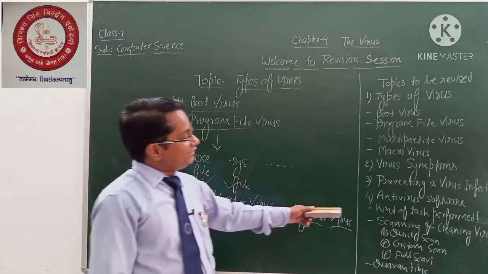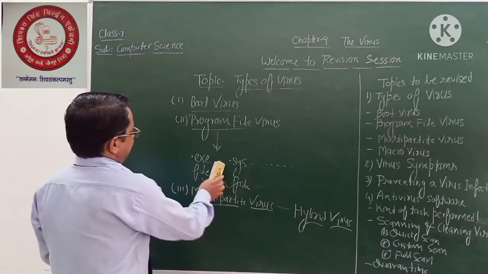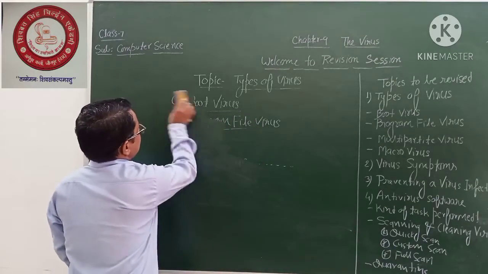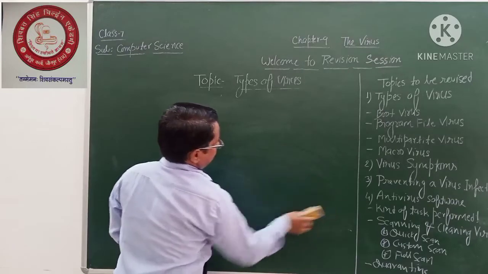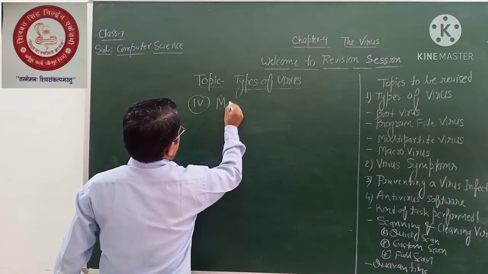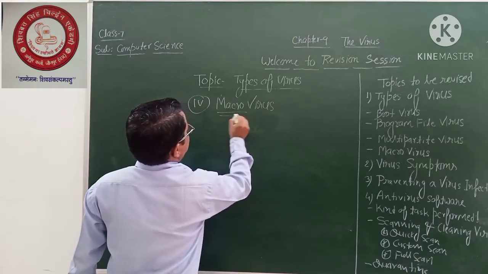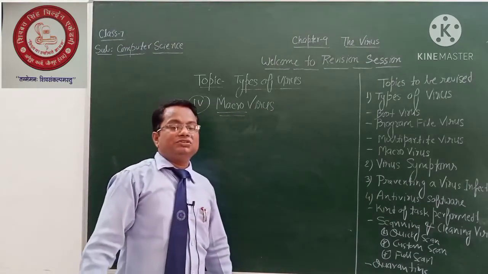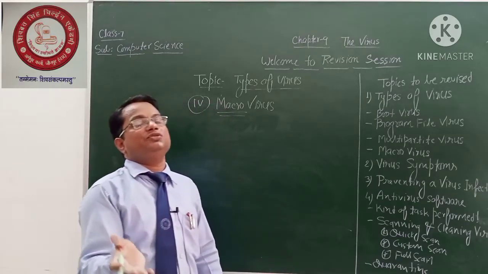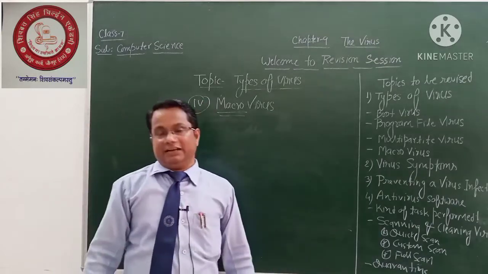Clear? Now the next one is the macrovirus. Let me erase the board and then we will come to it. Our fourth one is the macrovirus. First of all, we have to understand what a macro is. A macro is a feature embedded in MS Office files. If you are using MS Word, MS Excel, or Microsoft PowerPoint, then these macro features are embedded in them.